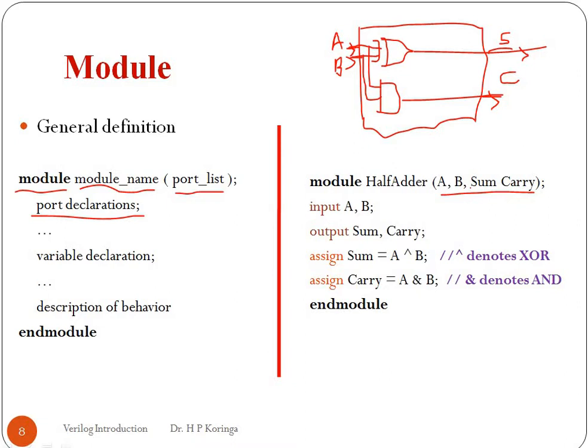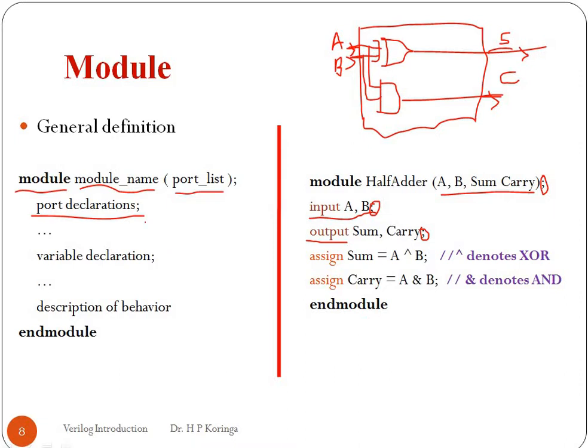So out of this A, B, sum and carry, we want to use A and B as an input. So module is input A, comma B. And we want to use sum and carry as an output. So it can be defined as output sum, comma carry. And most lines in Verilog end with a semicolon. So here we can see most lines end with the semicolon except the module line, right?